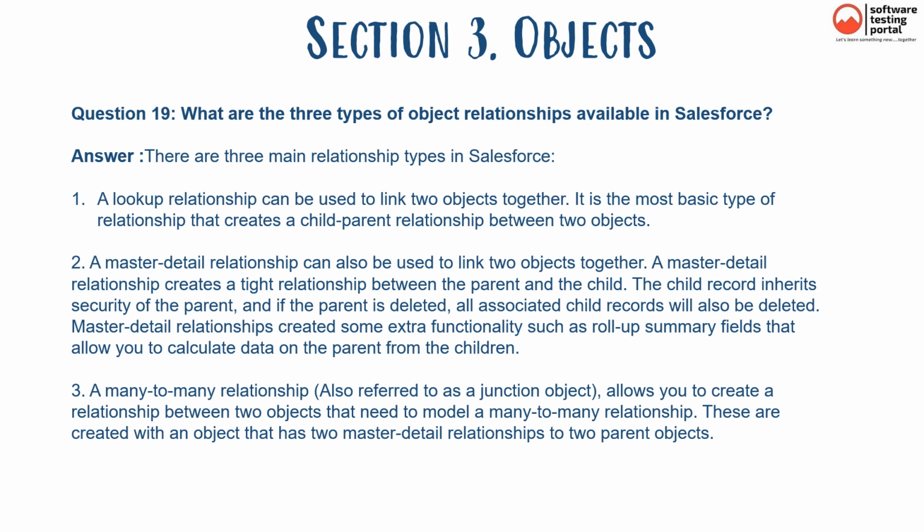Third one is a many-to-many relationship, also referred to as a junction object, which allows you to create a relationship between two objects that need to model a many-to-many relationship. These are created with an object that has two master detail relationships to two parent objects.